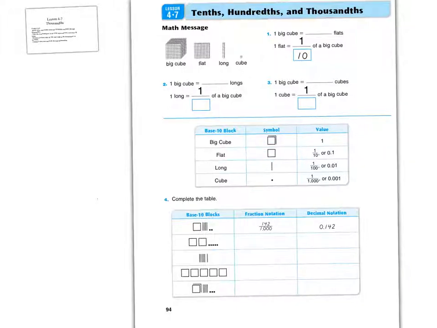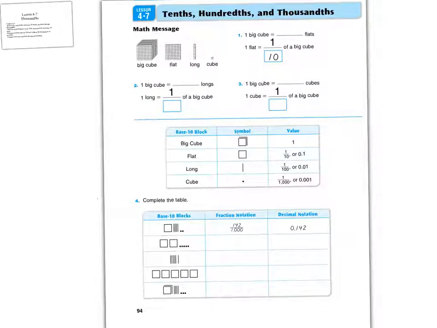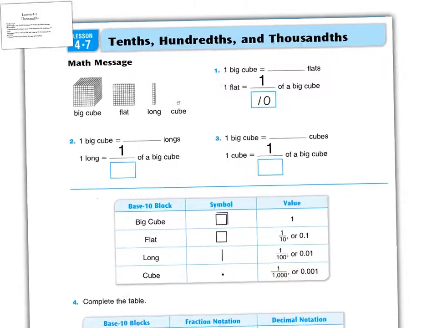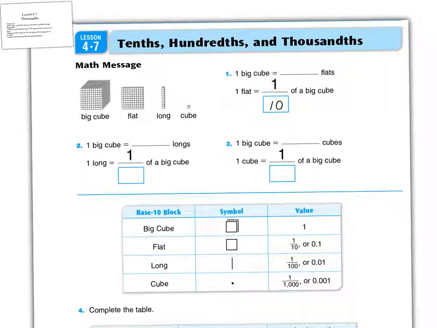This is telling you in here that you have tenths, hundredths, and thousandths based on the big cube. Because now our whole is the big cube. Whenever our whole is the big cube, 1,000 of these little cubes will fit into that whole, so that one cube would equal 1/1000th. Okay?